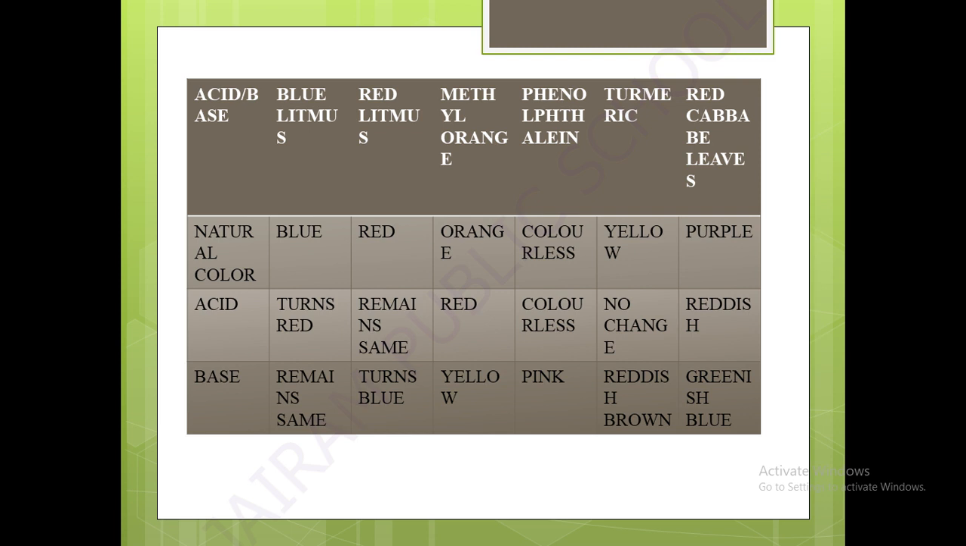And if we take methyl orange, the natural color of methyl orange is orange in color, and in acid it is red in color, and in base it is yellow in color. If you take phenolphthalein indicator, natural color is colorless, in acid it remains colorless, in base it will give pink in color. Turmeric indicator and red cabbage leaves indicator, both are natural indicators. Naturally, turmeric indicator will be yellow in color. In acid there will be no change. In base it will be reddish brown in color. Red cabbage leaves, natural indicator, color will be purple, and in acid it turns reddish. In base it will give greenish blue color.